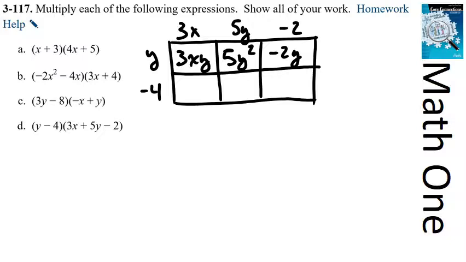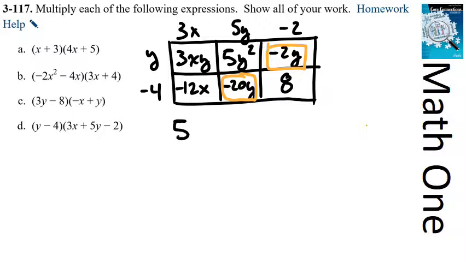Going along the bottom row, 3x times negative 4 is negative 12x. 5y times negative 4 is negative 20y. And negative 4 and negative 2, that's a product of 8. So lots of things here. I do have some like terms actually. The negative 20y and the positive 2y are like terms. And actually those are the only two that I have that are like terms. So I can combine those, but everything else has to stay alone.